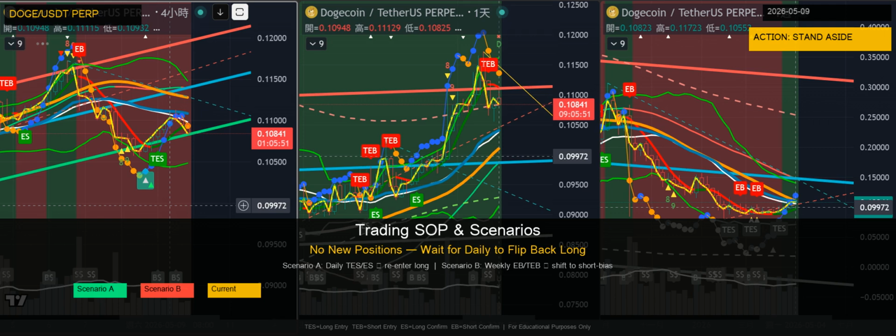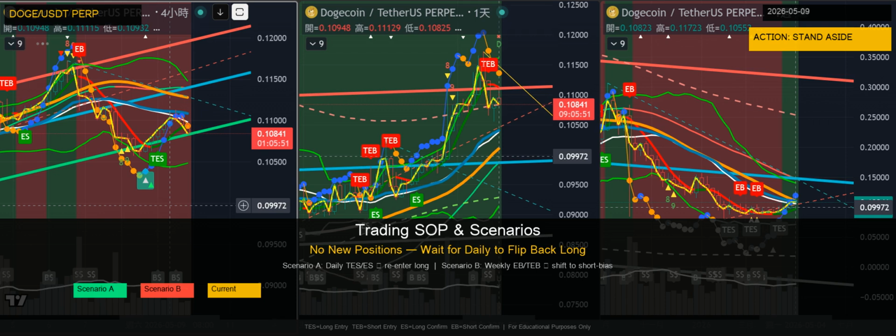If you are holding a long position, the 4-hour TS bounce can provide some short-term relief, but because the daily has printed a TEB, reduce your expectations significantly. Watch for the 4-hour to print an ES. That would be a better confirmation of bounce continuation. If the 4-hour prints an EB, exit the long immediately. If the daily prints a new TS or ES, the daily long structure is recovering, and you can reassess your position.